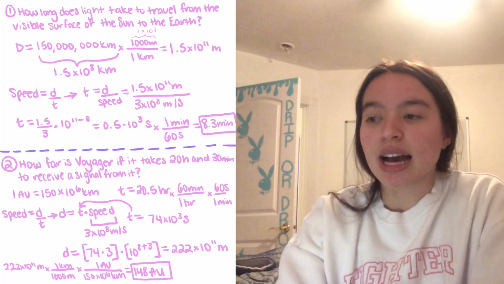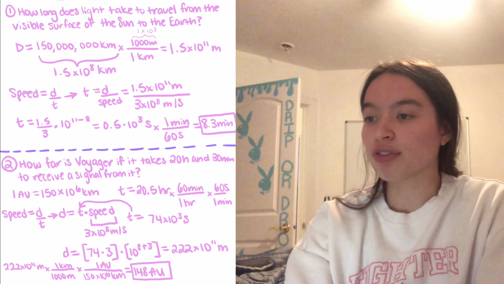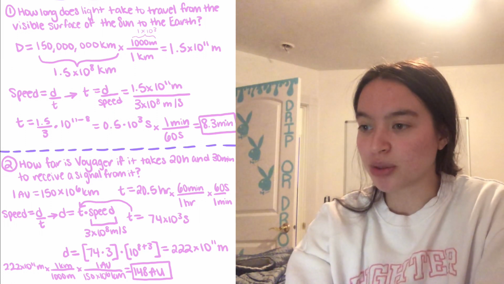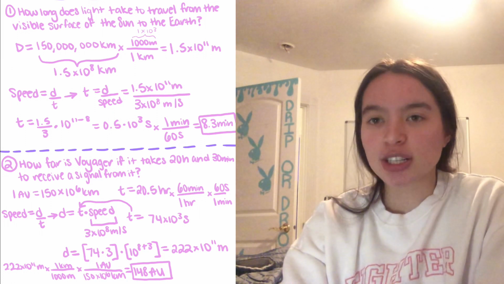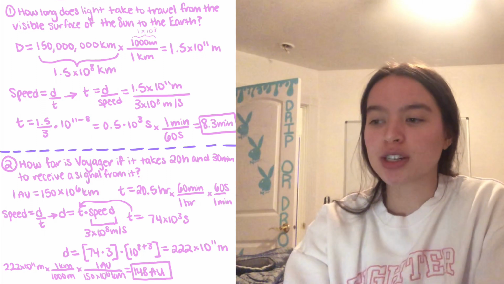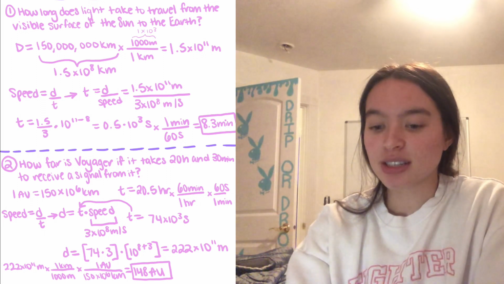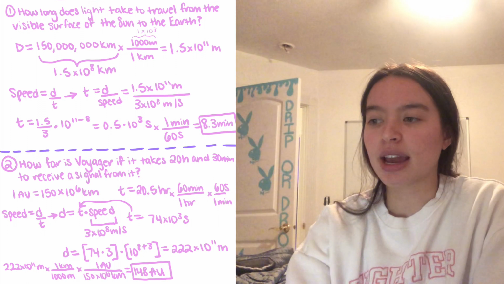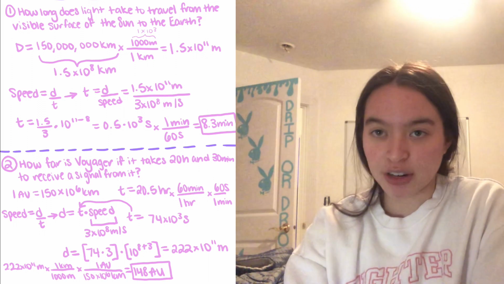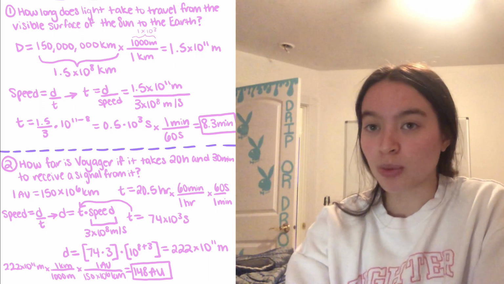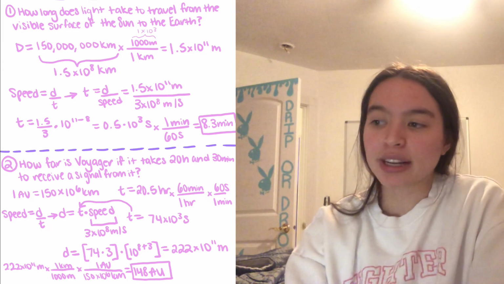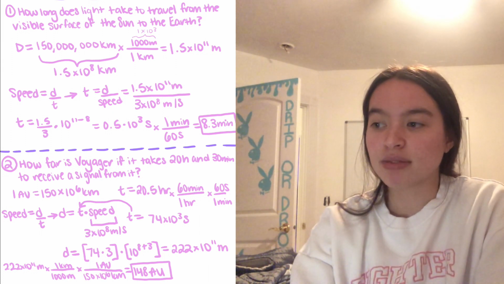One question is, how long does light take to travel from the visible surface of the sun to the earth? You might have to do some conversions on the final exam, so that's what we're going to do first. We're just going to change distance from kilometers into meters, and what you need to know there is just the conversion factor, that 1,000 meters are in 1 kilometer.